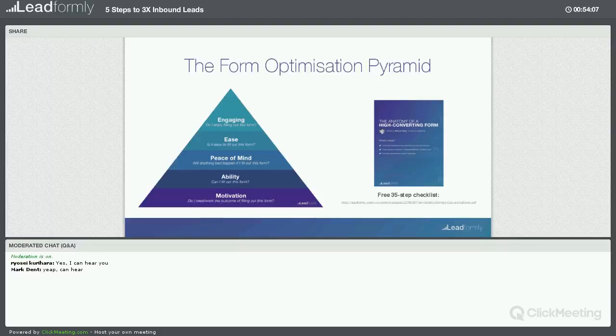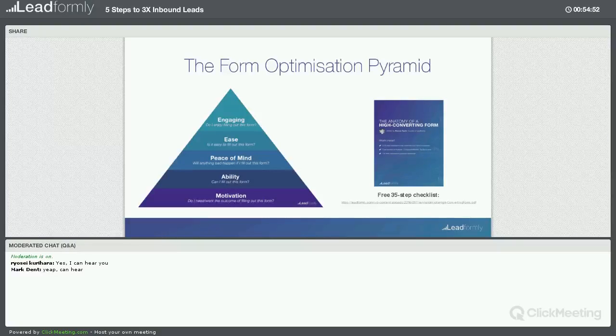When we were building Leadformly, a form builder that we created that makes it really easy to build these high converting lead capture forms, we spent a lot of time studying high converting forms and trying to get our heads around what separates good forms from great forms. What is it that you need to do to really drive a lot of conversions through a form? And we found that broadly speaking, there were 5 different things: motivation, ability, peace of mind, ease, and engagement. These 5 different areas influence how likely a form was to convert. Now, I'll go through each of these in a bit more detail in a moment.